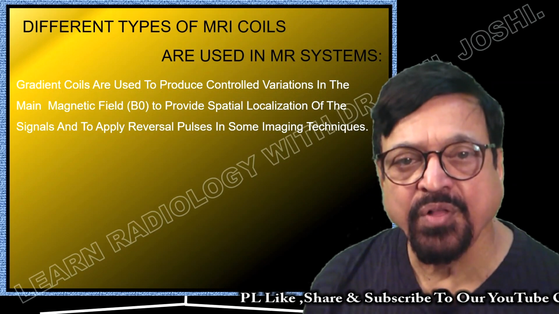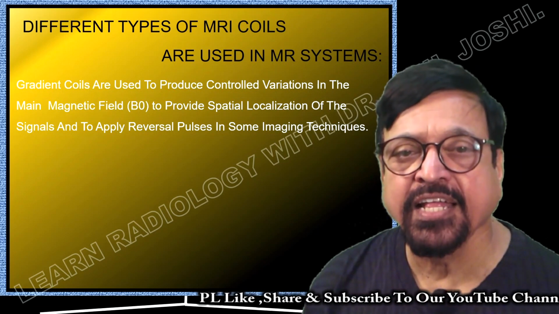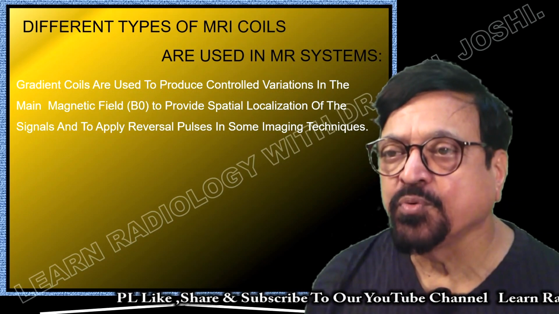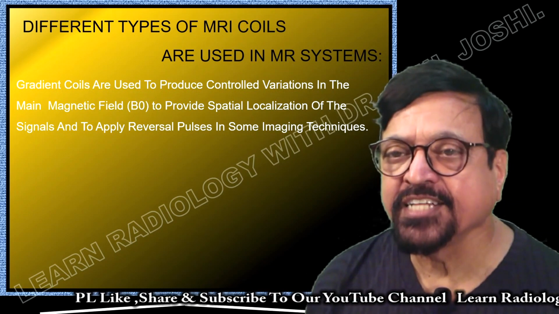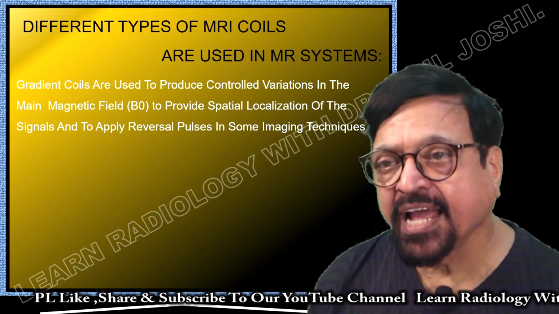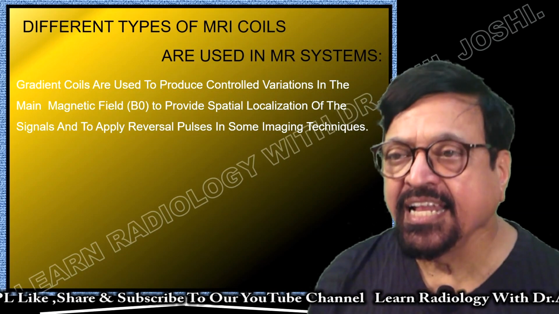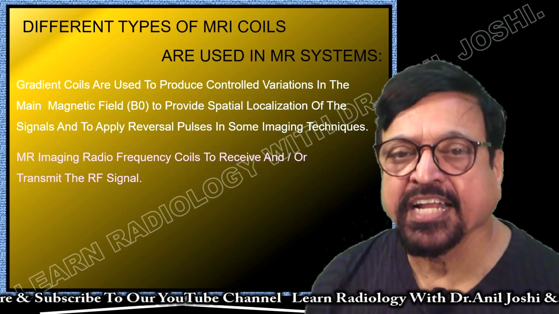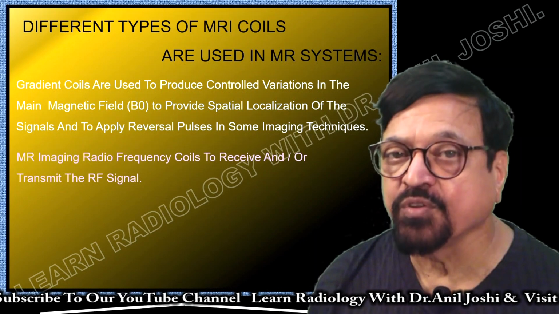What is B0? It is magnetization around the long axis of the machine, or where the patient lies, to provide a spatial localization of the signals and to apply reversal pulse in some imaging techniques. Now as far as MRI sequences are concerned, do visit our website for these.